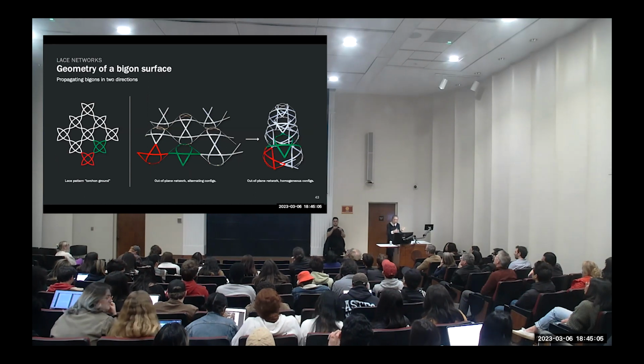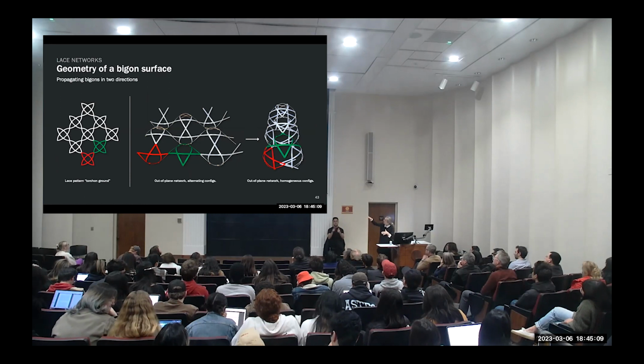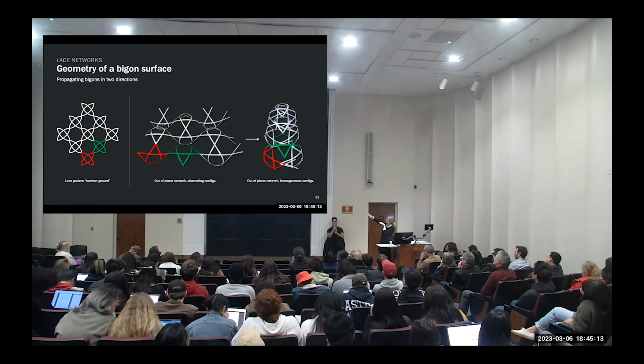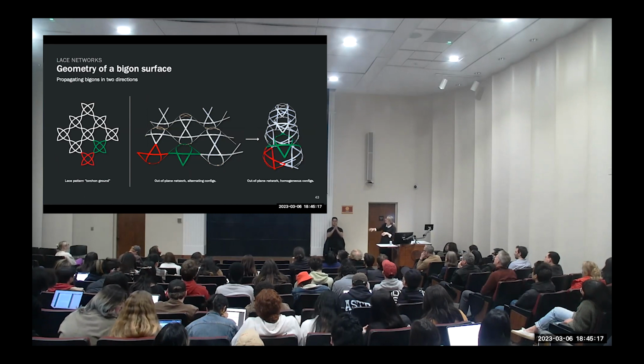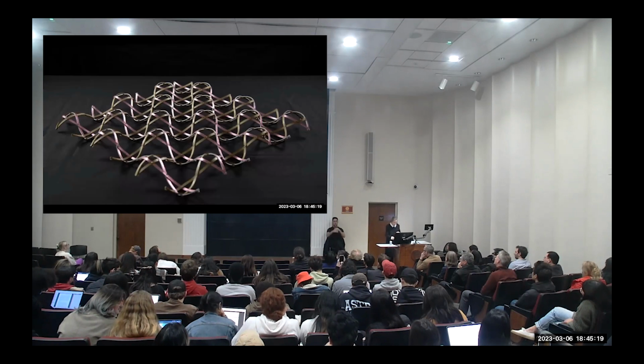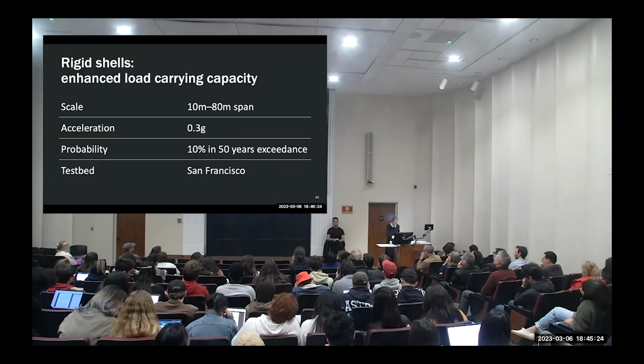We also started putting them together first in a flat surface, and then switching the bindings going up and down so that we could go from a planar surface to an entirely doubly curved surface. And this is a piece that we made for our exhibition.